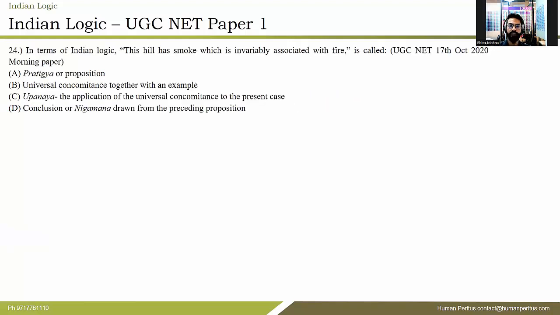Okay. The next question: the hill has smoke which is invariably associated with fire. In terms of Indian logic, what is this actually? The correct answer is Upanaya. What you are actually doing is finding a universal fact, which is that smoke and fire are associated together, and you are putting them in the present case. So the correct answer is Upanaya. Alright.